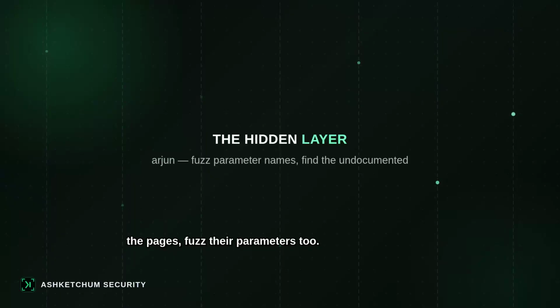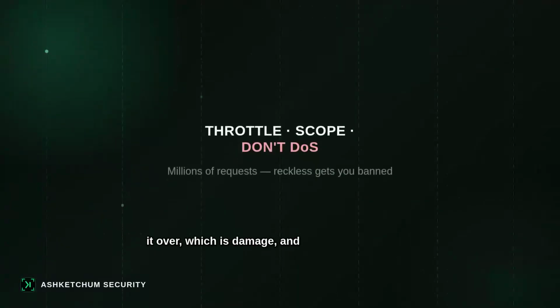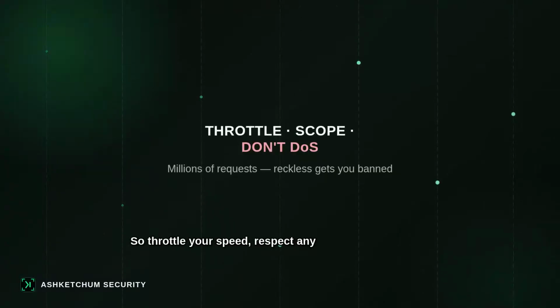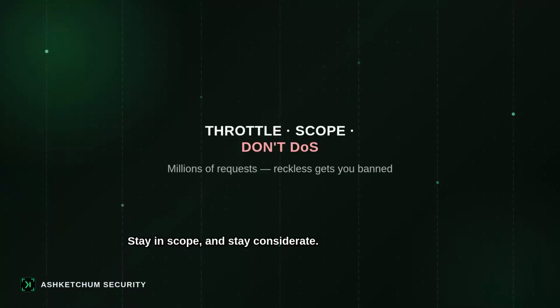A serious word of caution here, because content discovery is loud. You are firing thousands, sometimes millions, of requests at a target. Go too fast, and you can slow the site down or knock it over, which is damage and it's out of scope. So throttle your speed, respect any rate limits, and never point this firepower at something you're not authorized to test. Fast is good. Reckless gets you banned or worse. Stay in scope and stay considerate.